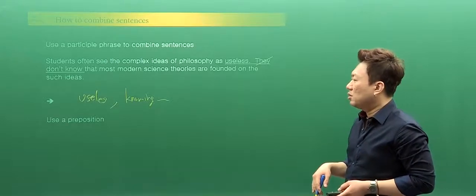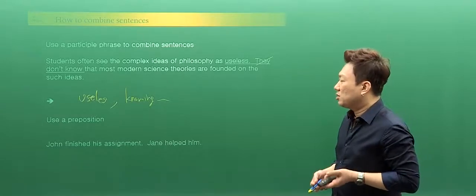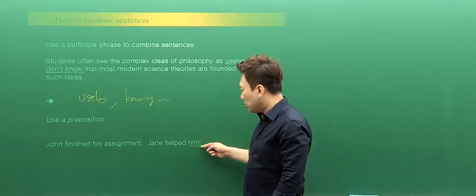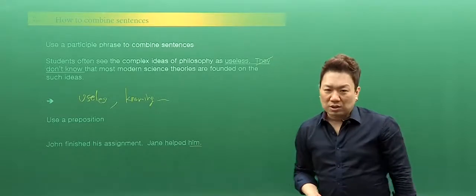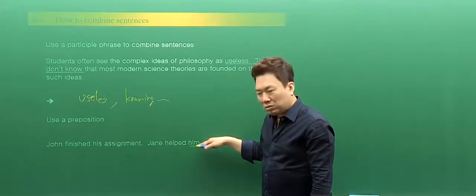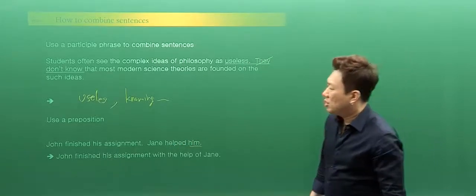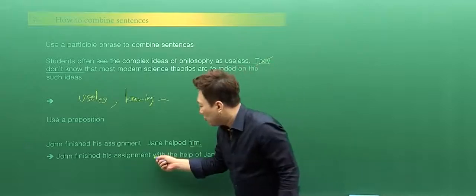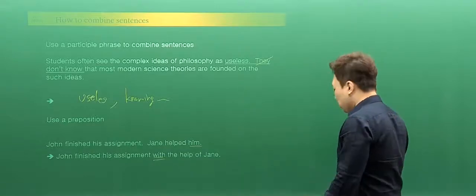And what about the preposition? We also use the preposition to combine sentences. How? Just like this. John finished his assignment. Jane helped him. Okay, so do we have any common part? Yes, John, right? However, this is too far from each other, so we just cannot use the adjective clauses. And look at the meaning of the sentence. Finished his assignment. How? Yes, with Jane's help, right? So let's change this into one sentence like this. John finished his assignment with the help of Jane, okay? So by using the prepositional phrase, you also create the combined sentence, okay?